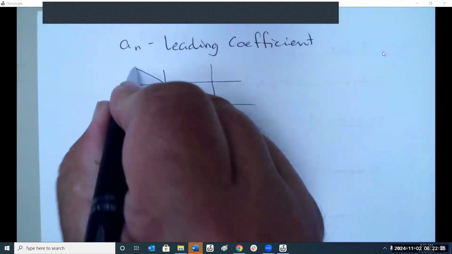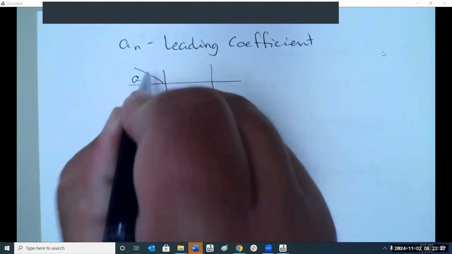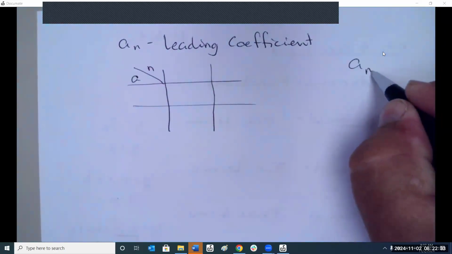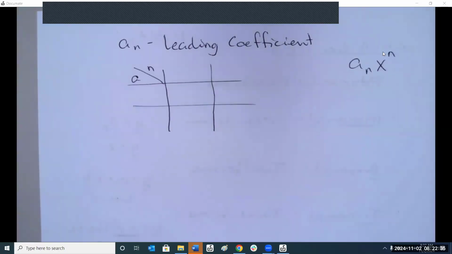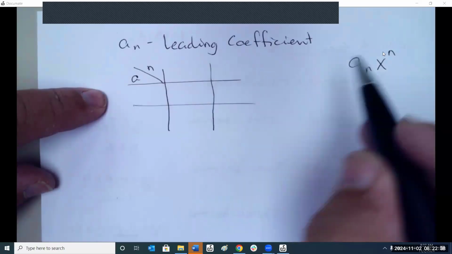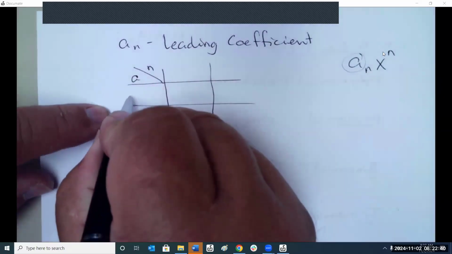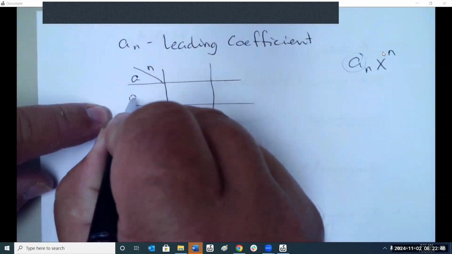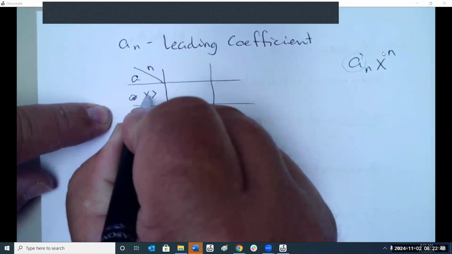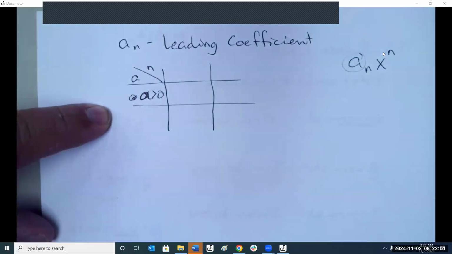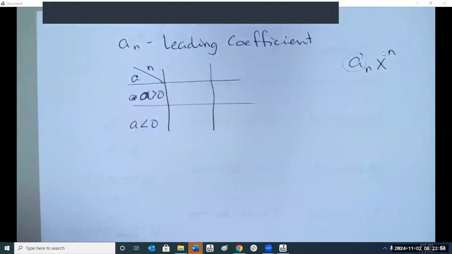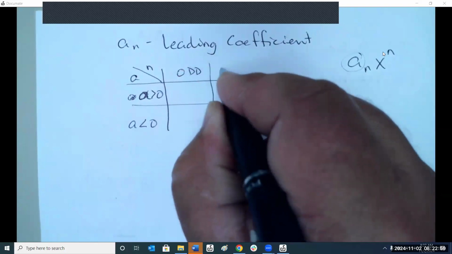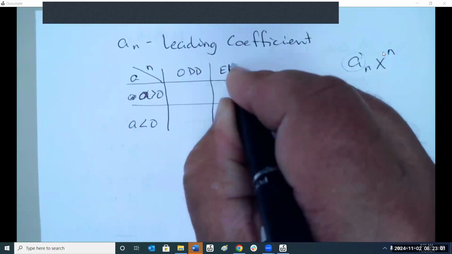So here we have a, and there we have n. Remember, our leading term looks like this. If a is positive, or if a is negative, and if n is odd versus even.